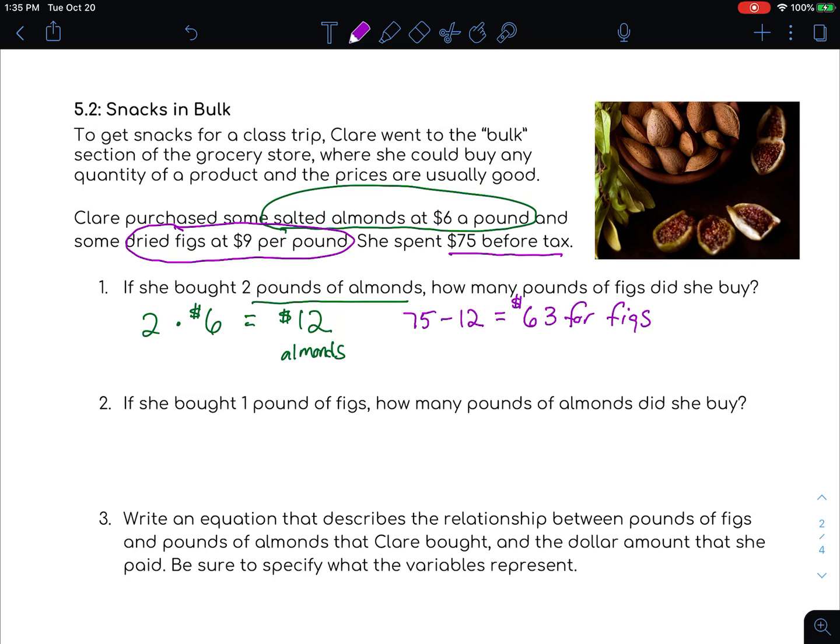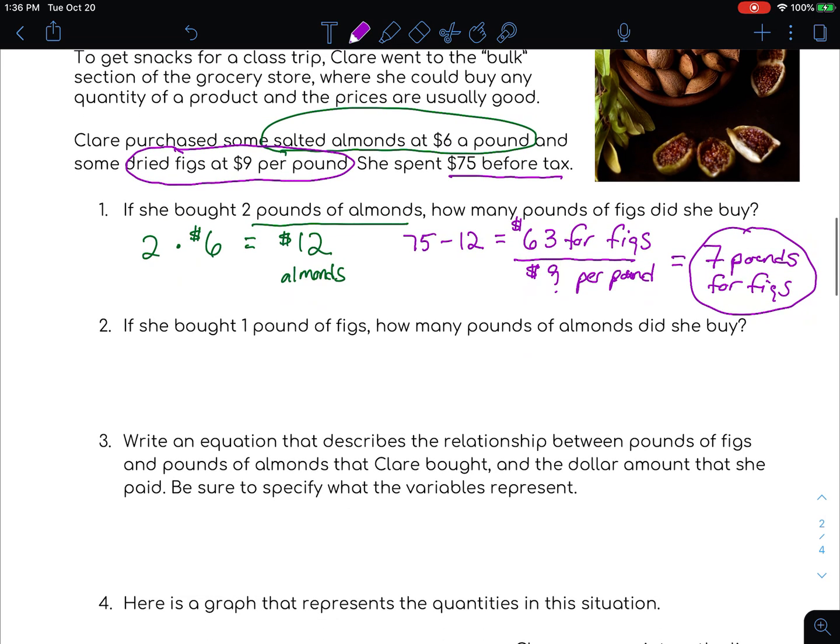So to do that quickly, you could do the mental math, but let's just divide then by $9 per pound, and that leaves us with 7. 63 divided by 9 would be 7 pounds for figs. Right? Because 7 pounds times $9 per pound gets us back to that $63 plus the $12 for almonds gives us that total of $75.